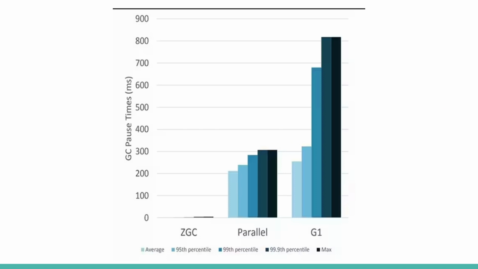So next we have this benchmarking for ZGC, parallel GC, and G1 GC. And clearly you can see ZGC takes a lot less pause time compared to parallel and G1 garbage collectors. And it is true for most of the use cases.